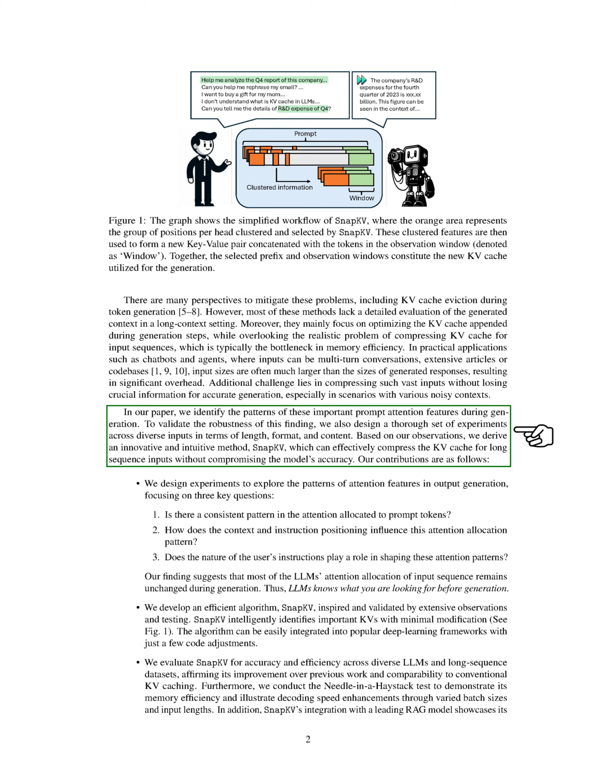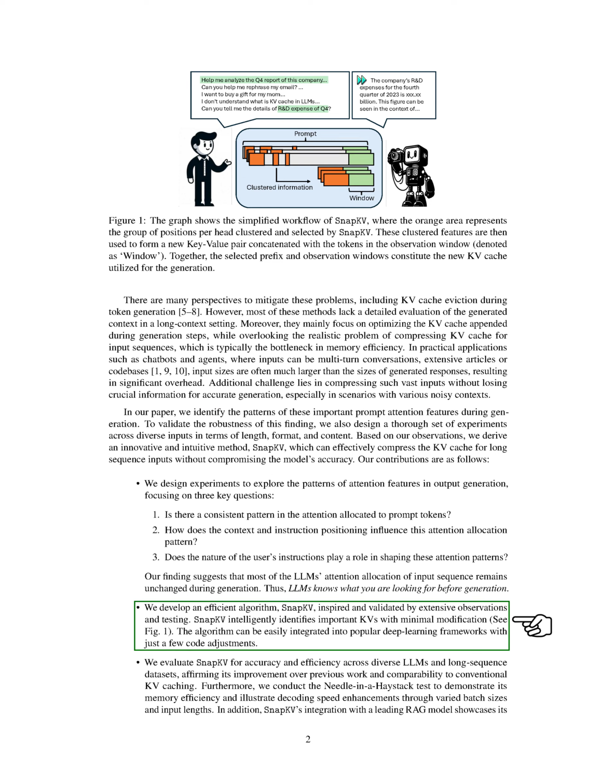In our research, we have identified important patterns in attention features during generation and conducted experiments across various inputs to validate our findings. Based on our observations, we have developed a new method called SnapKV, which efficiently compresses the KV cache for long sequence inputs without compromising model accuracy. SnapKV intelligently identifies crucial KVs with minimal modifications and can be easily integrated into popular deep learning frameworks.